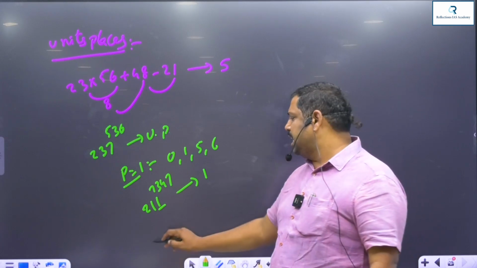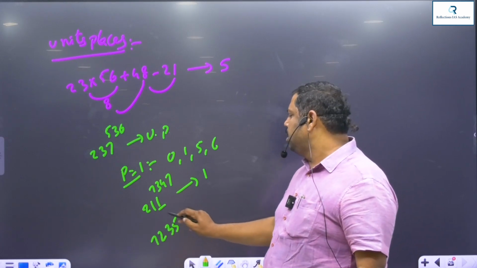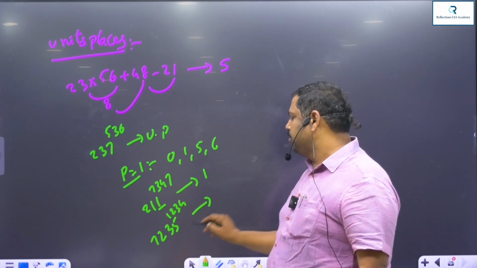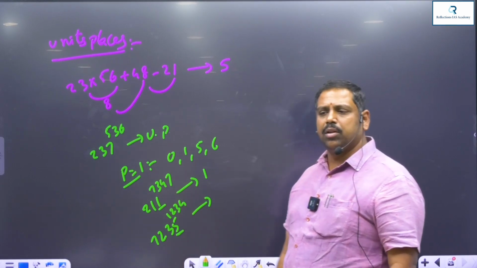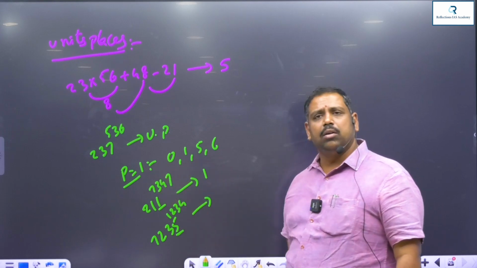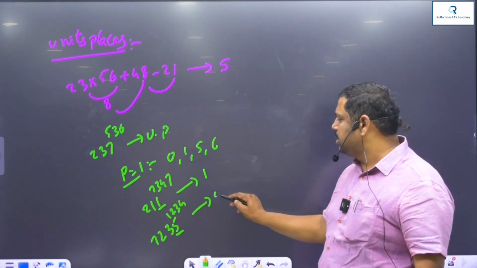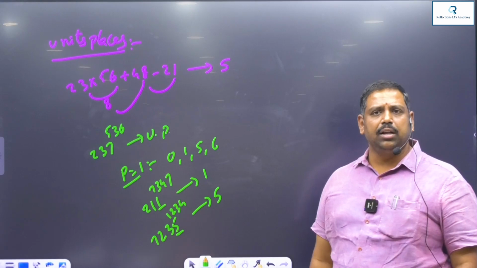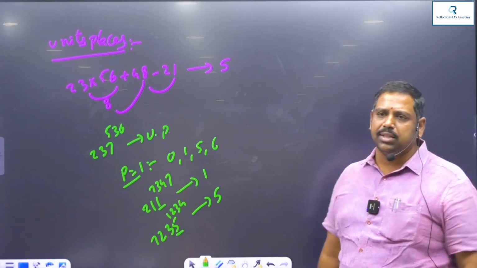Suppose he gave 7235 power 1234 and is asking what the units place is. It is 5. Periodicity is 1 here, which means you will always get the same units place. Hope you understand? This is the periodicity 1 concept.